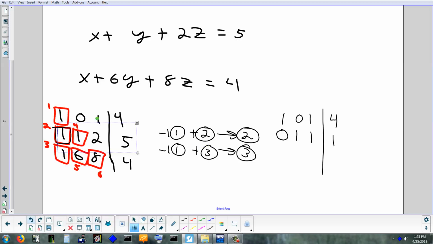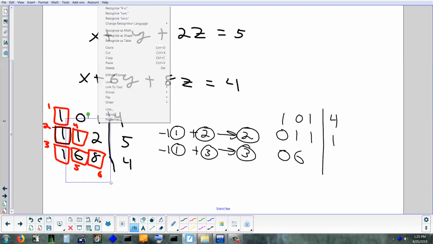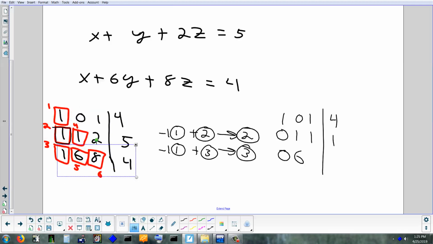Right. And now we're going to do it again. Multiply by -1, add to row 3. What's 1 times -1? Plus 1? 0. 0 times -1? 0. Plus 6? 6. All right. 1 times -1? -1 plus 8? 7. And lastly, 4 times -1? Plus 4? 0.